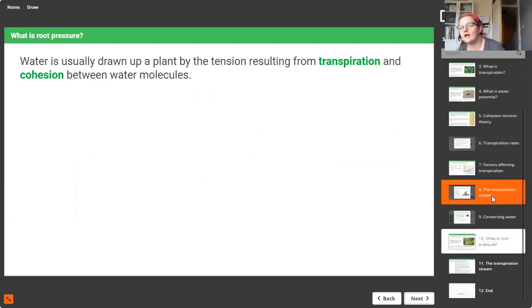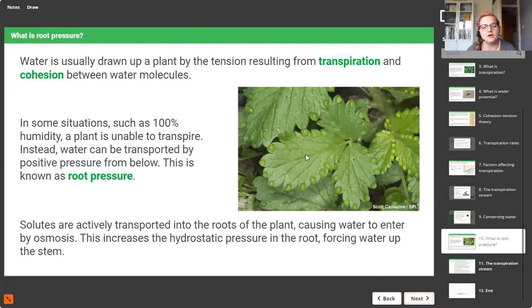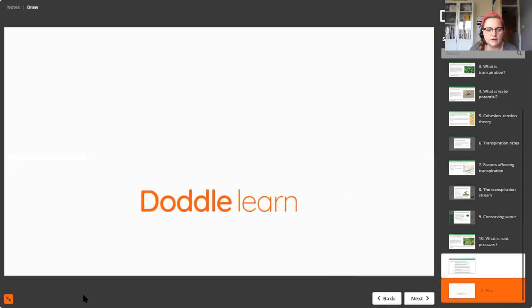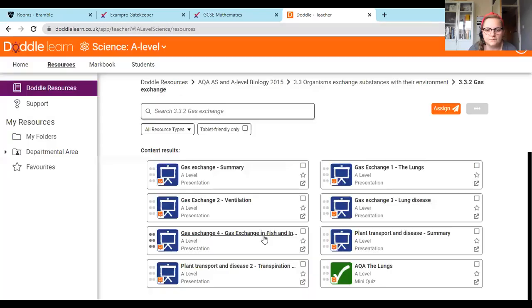The other thing we have to look at is something called root pressure. Water is usually drawn up a plant by the tension resulting from transpiration and cohesion between water molecules. In some situations, such as 100% humidity, a plant is unable to transpire. Instead, water can be transported by positive pressure from below, and this is known as root pressure. Solutes are actively transported into the roots of the plant, causing water to enter by osmosis, and this increases the hydrostatic pressure in the root, forcing water up the stem. So that's our little sidetrack to transpiration.